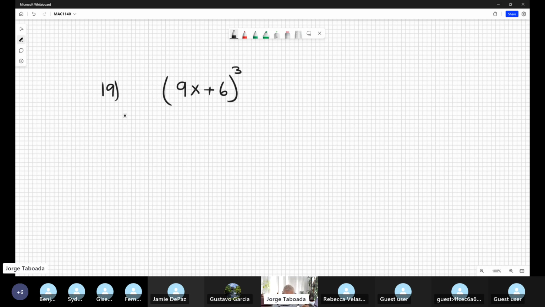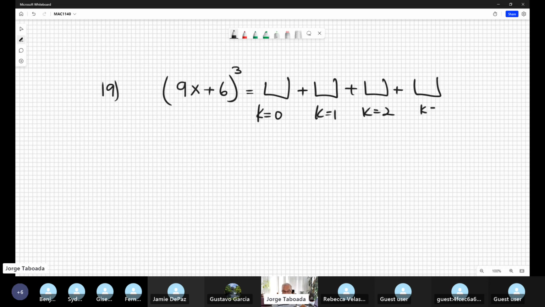And day 1, can you find one term? Basically, when you expand this, 1, 2, 3, and 4. This is K0. This is K1. This is K2. And this is K3. So basically, the number of terms we have in this function is 1 more than the power. So power 3, we have 4 terms.